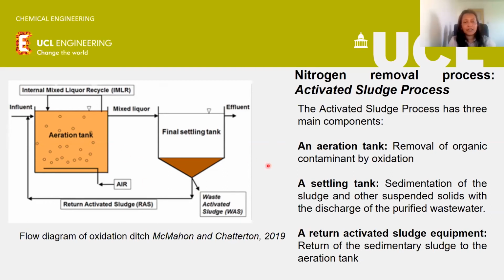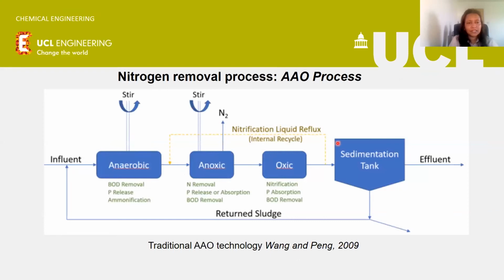So aeration tank, where it removed the organic contaminant by oxidation. Settling tank, where the process of sedimentation was used so that the purified water could be separated from the sludge, and then the sludge again went back to the aeration tank. So this was a process that was used way back, and the processes have been improvised consistently. And this is just to give you an idea what goes on.